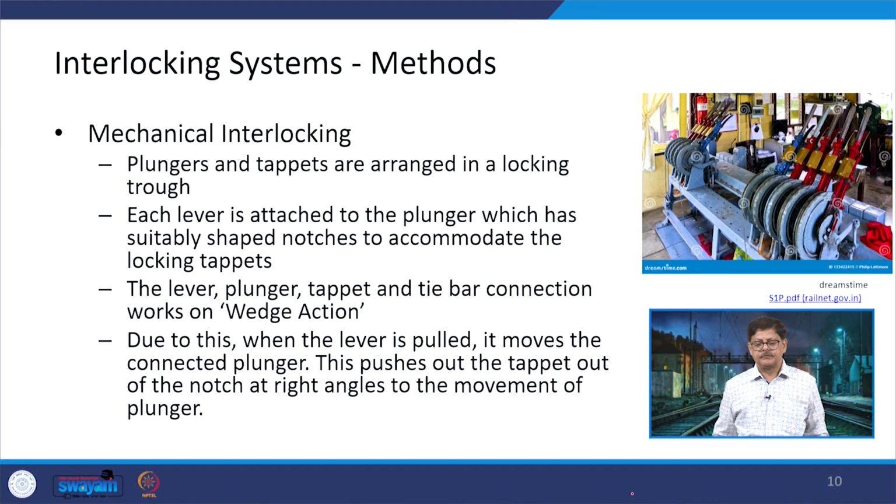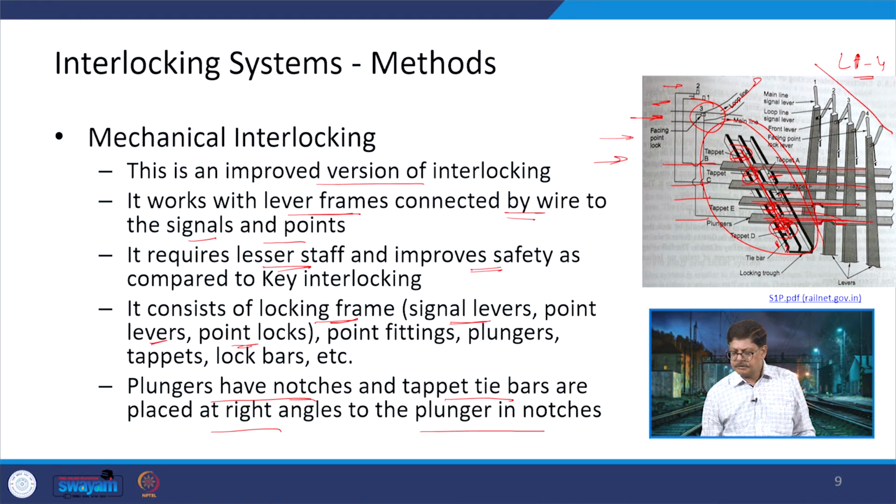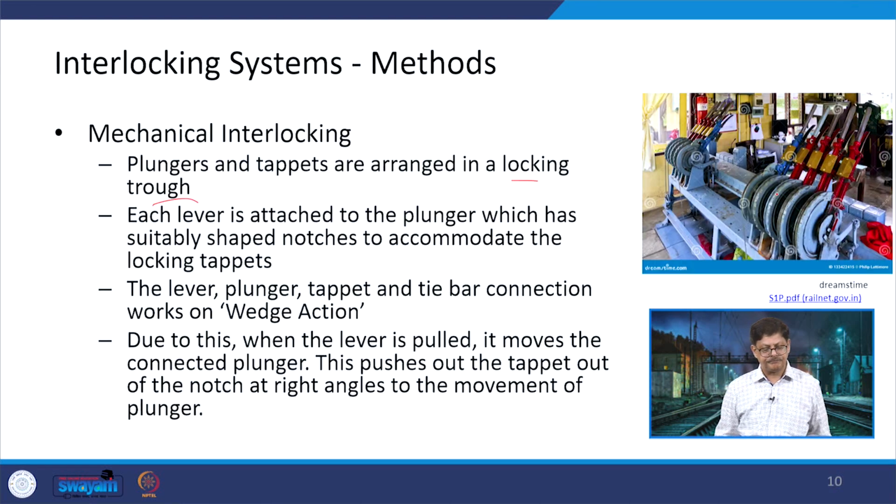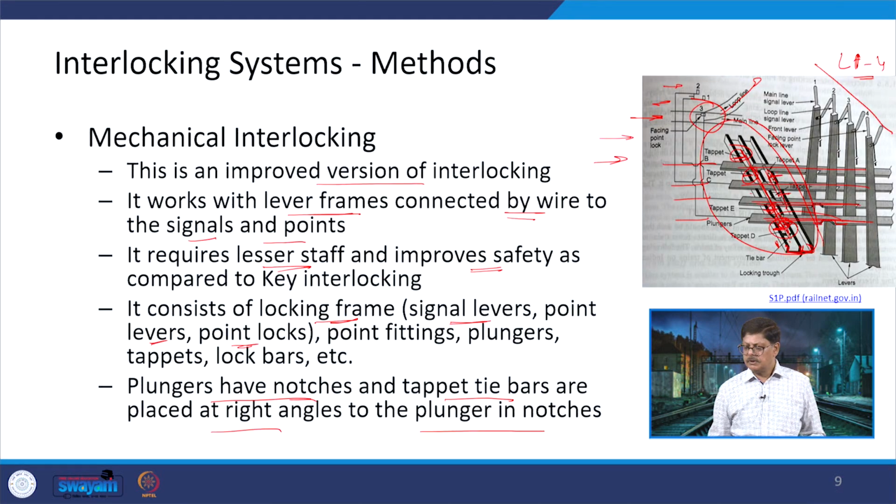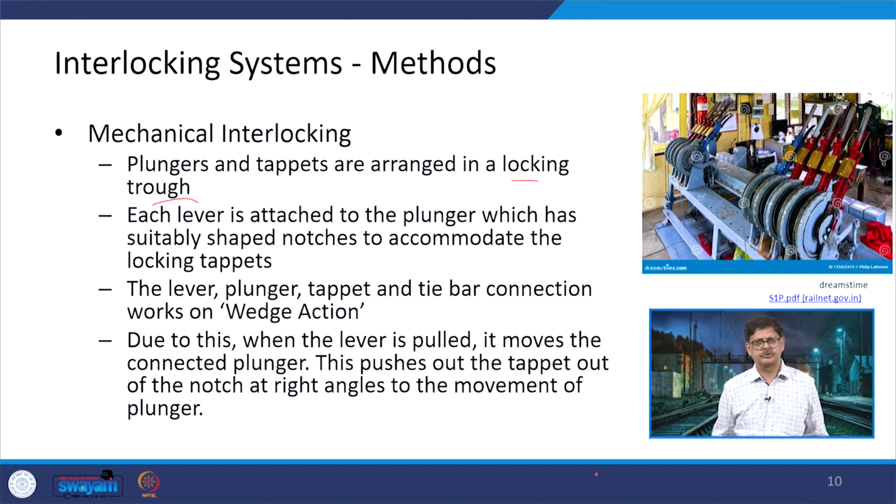The plungers and tappets are arranged in the locking trough. So, you see here, this is the locking trough in which these are going to move. One tie bar is going here, and another system is working on the other locking trough. Now, each lever is attached to the plunger, which has suitably shaped notches to accommodate the locking tappets. So, this plunger is for each lever. This is one combination, this is another, this is the third one, and that is the fourth one. These are connected with each other, and these plungers have the notches, and as you move them, the tappet and notch adjustment is going to be there.